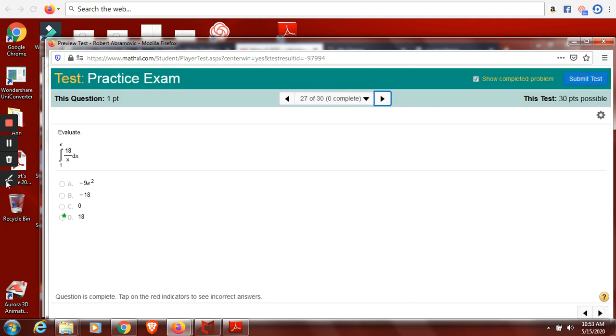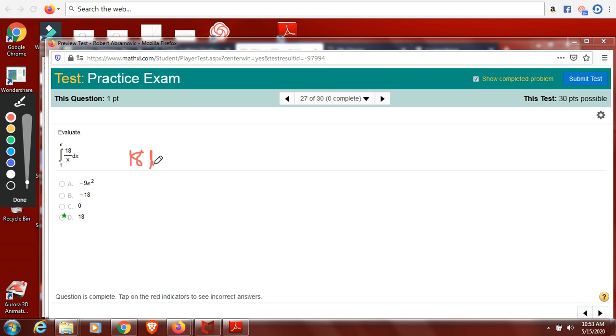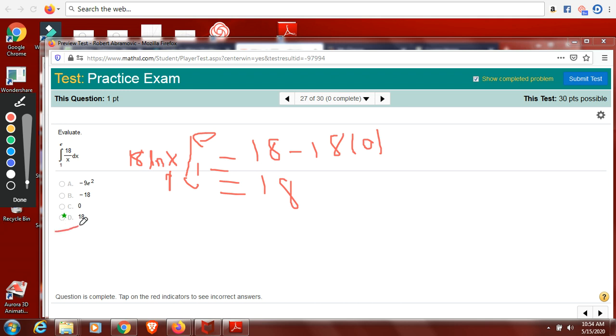Okay, this next definite integral, same procedure. We're going to anti-differentiate the integrand, which is 18 over x. What happens when we do that? We get 18 times ln of x. We're going to evaluate it at e and at 1. If you recall, ln evaluated at e is always going to be 1, and ln evaluated at 1 is always going to be 0. So we end up with 18 times 1 minus 18 times 0, which is equal to 18. So there's our answer.